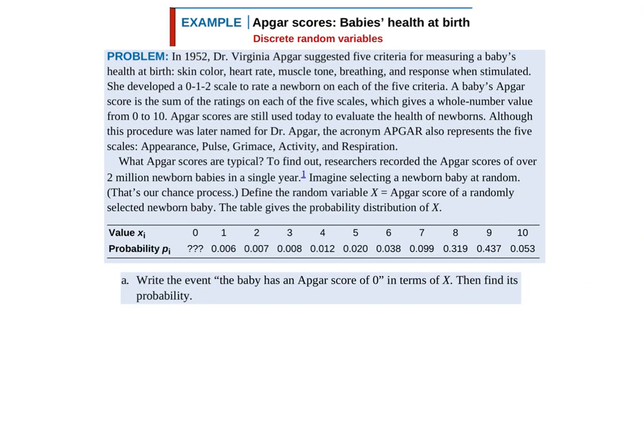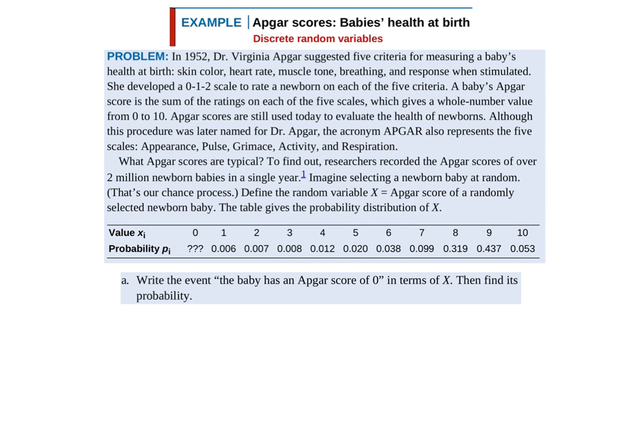All right, let's do a 2-part example. So this one's called Apgar scores, baby's health at birth. So we're going to be talking about discrete random variables. In 1952, Dr. Virginia Apgar suggested 5 criteria for measuring a baby's health at birth. So skin color, heart rate, muscle tone, breathing, and response when stimulated. She developed a 0, 1, 2 scale to rate a newborn on each of the 5 criteria.